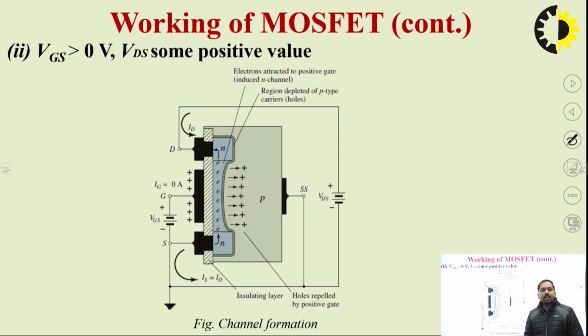So we have the term VT: the minimum gate to source voltage required for the formation of channel. VGS equal to VT, threshold voltage. It is the minimum gate to source voltage applied across the terminals so that the channel is formed. It means the operation, the current, will be possible only if the channel is established. So the working will start when VGS is greater than 0, some positive voltage, with the value nearly equal to VT, the threshold voltage.